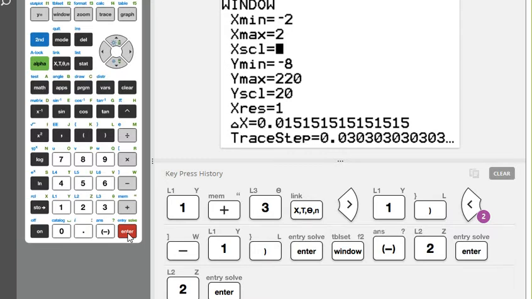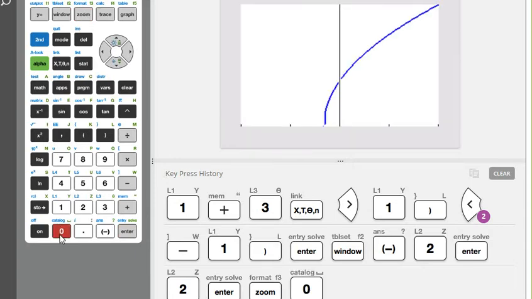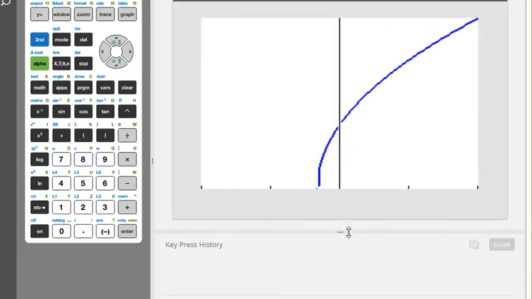Now, what was the trick to get the calculator to do the rest? Do you remember that? Zoom 0. Well done. Good job. That sounded like Austin. Thank you. So, zoom 0. And bingo. There you go. Let me clear that out. Maybe make that a little bigger.